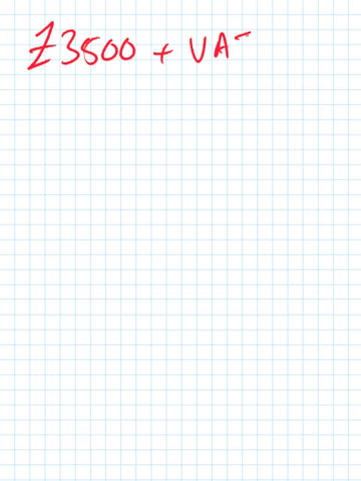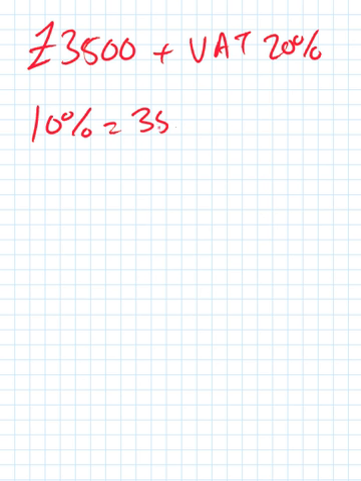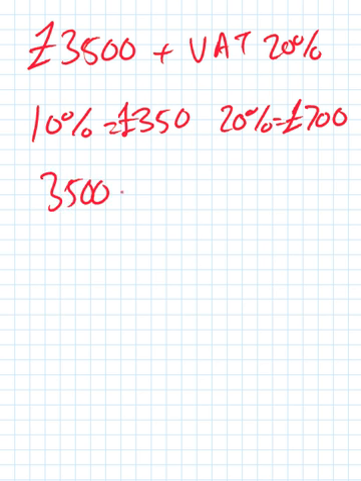Petra booked a family holiday. The total cost of the holiday was £3,500 plus VAT at 20%. So let's do that. 10% is £350. Double that then gives you £700, sorry. And then we're going to add that on to the original value. So that then gives us the total cost of the holiday being £4,200.